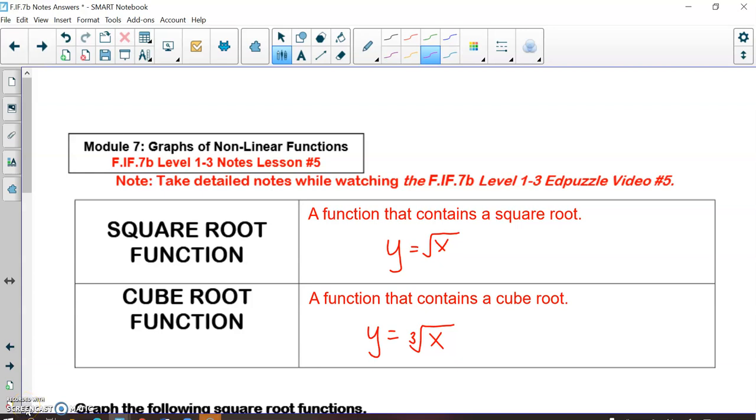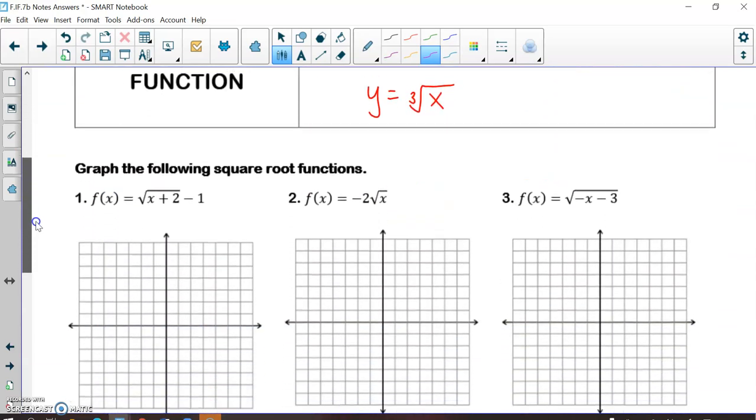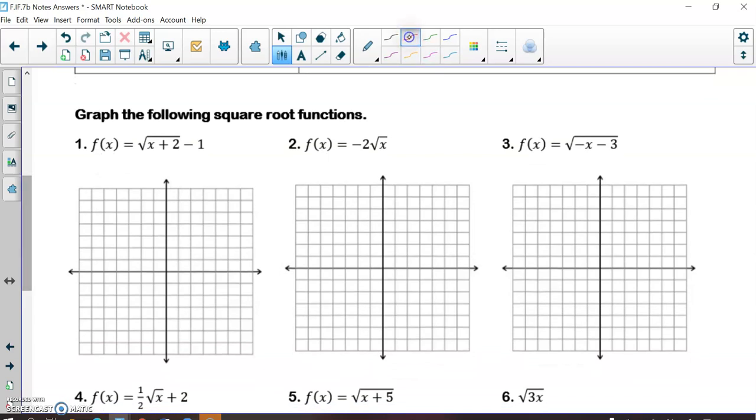Okay, so now we're going to talk about square root and cube root functions. Square root functions are functions that contain a square root. Cube root functions are functions that contain a cube root. Now, when graphing square root functions, it really helps to know what the parent function looks like.